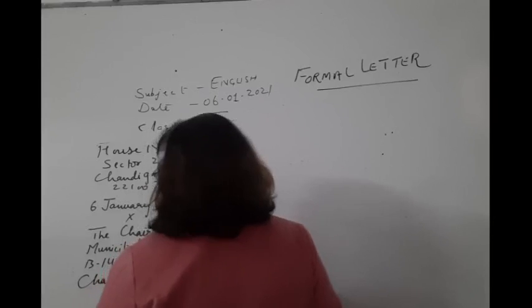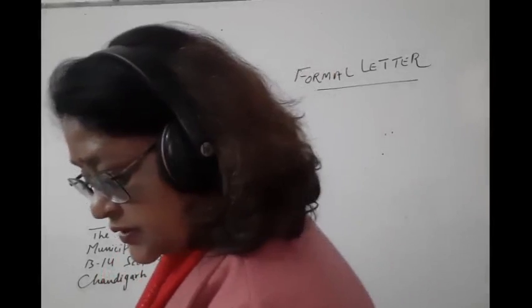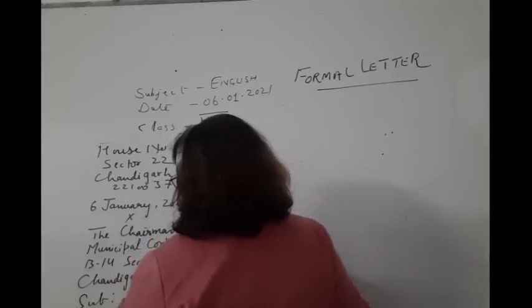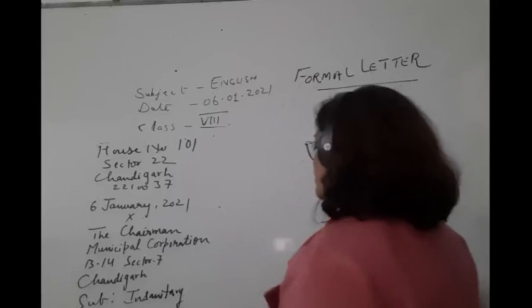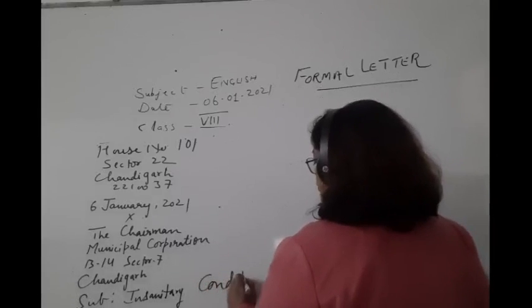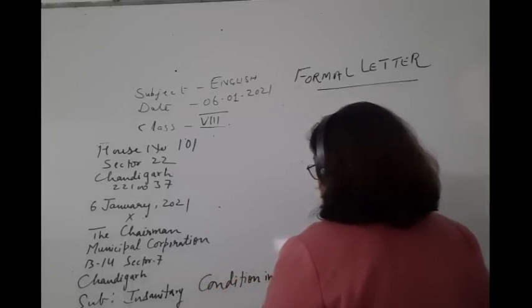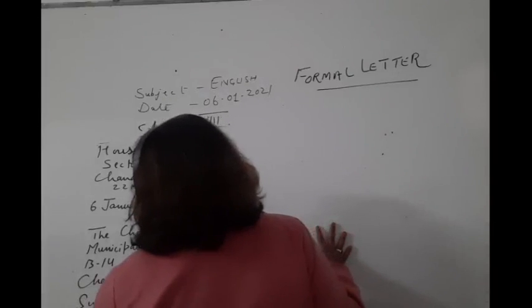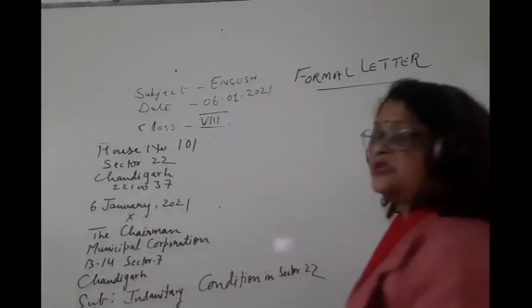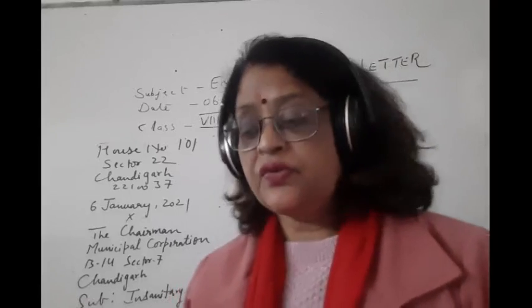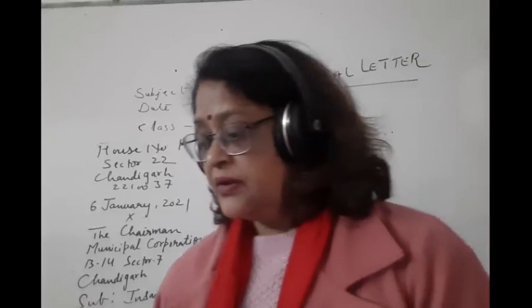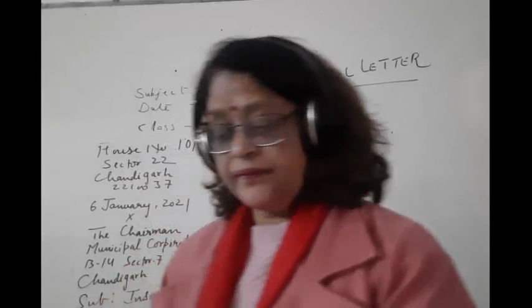Then children, you have to write a subject. Okay, what will you write? Subject: insanitary condition in sector 20. Then you have to write sir, and from here you have to write your letter. Okay, so I'm going to read the letter, and you can see how letters are written. So let's start our letter.